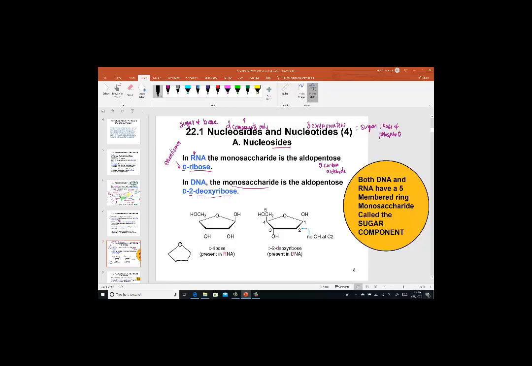Carbon number 1 is the anomeric carbon. I'll highlight that in pink. Anomeric carbon. It's always the one clockwise to the oxygen that's in the ring. And I'm mentioning that because this is the site of attachment to the base, the nitrogen-containing base.